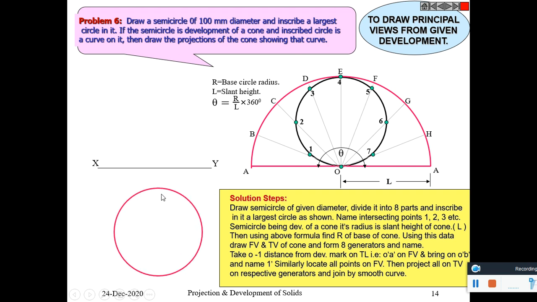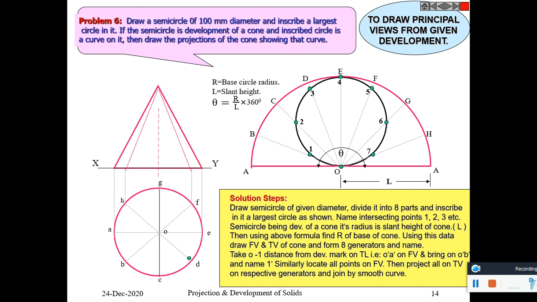Draw the top view of the cone. Draw its front view also. This is the slanted height L. L is marked from here to the center line.